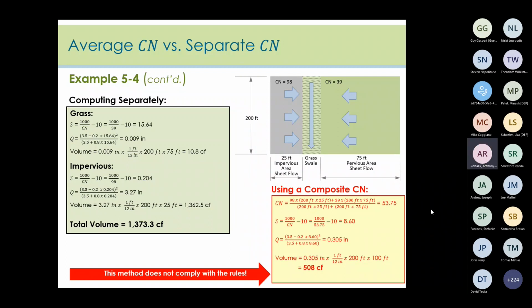So calculating the runoff from pervious and impervious surfaces separately yields a total runoff volume of 1373.3 cubic feet, while using the incorrect composite CN value for both surfaces only yields 508 cubic feet. And so this is a simple example, but it does a good job of illustrating how different the results can be and why we always use the method that's identified in the green box.